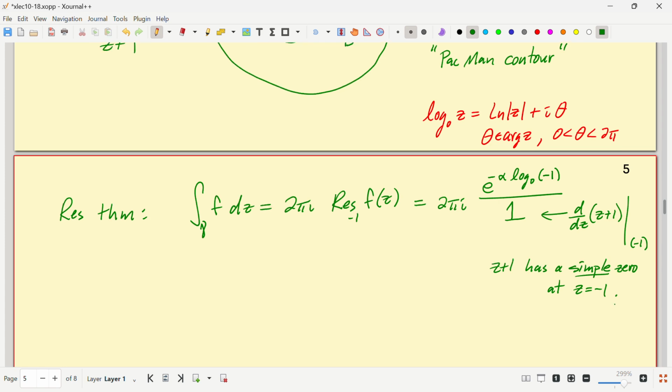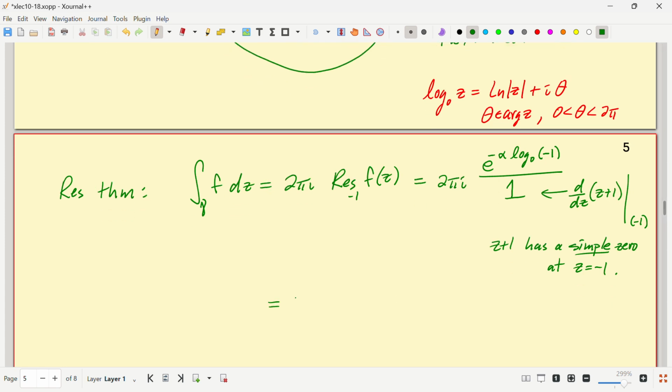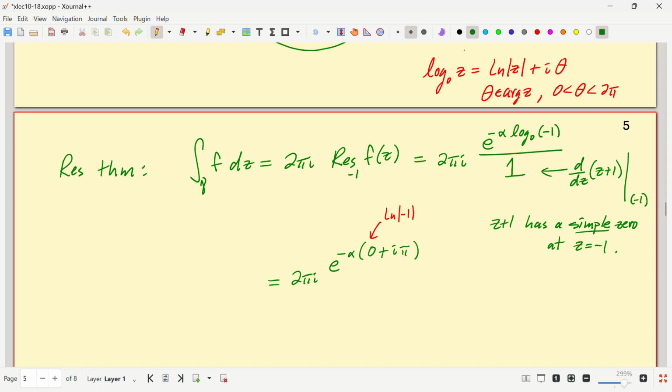Okay, so let's see, what is that? That is 2 pi i e to the minus alpha times the natural log of the modulus of -1, which is 0, plus the angle there, which is between 0 and pi, so it would be plus i pi. That 0 right there is the natural log of the absolute value of -1. And so that's a simple number: 2 pi i times e to the minus i pi alpha.